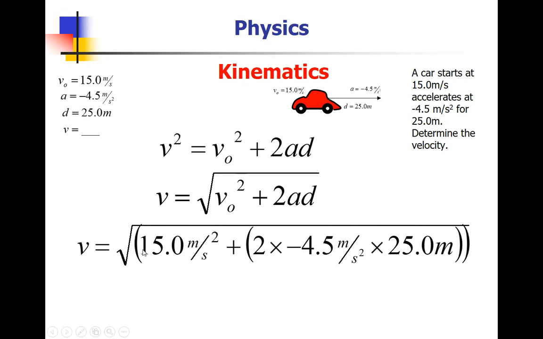Notice you have to open two sets of parentheses and close two sets of parentheses. So grab your calculators. V equals the square root of, open a parentheses, 15 squared plus, open a second parentheses, 2 times a negative 4.5, careful, not 2 minus 4.5, but 2 times a negative 4.5, times 25, close both parentheses. Plug and chug, what do you get?